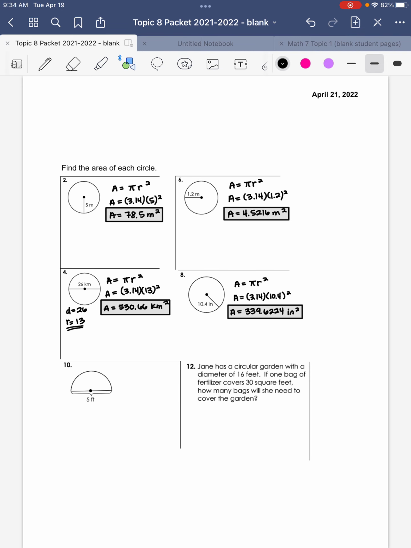Okay, so now let's look at number 10. Number 10 is different because we have a semicircle. So we're just going to find half the area because it's half the circle. It takes up half the space. Okay, so we don't need to add diameter back in. We just need to find half of the area.